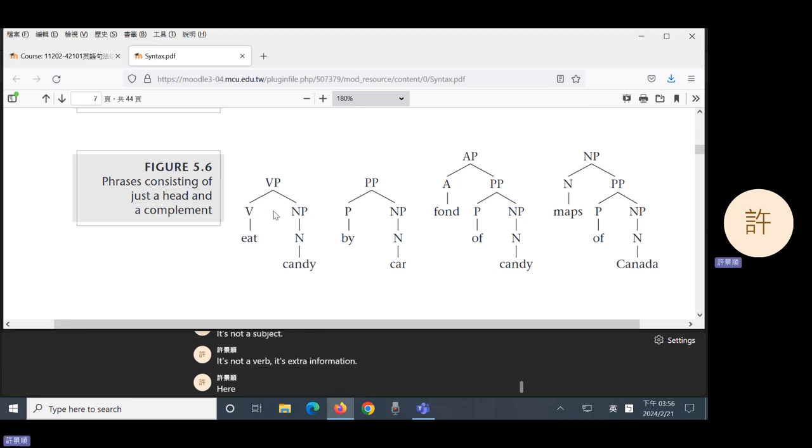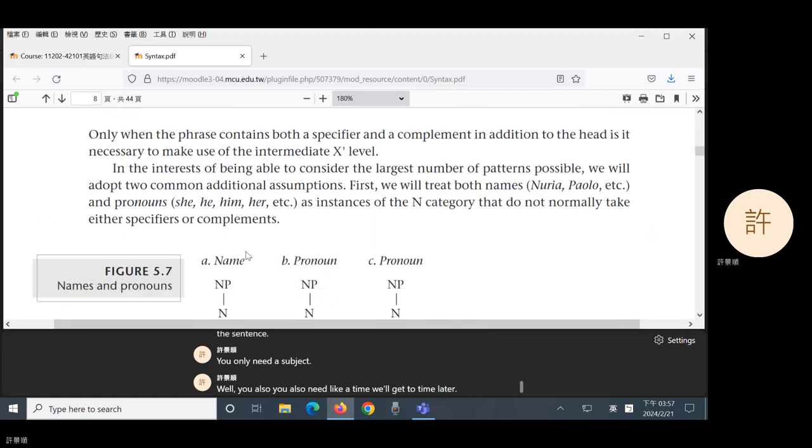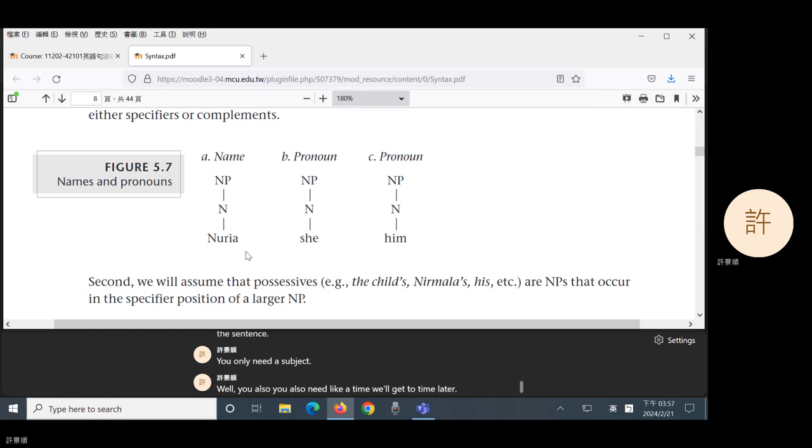Here, in this verb phrase, the head is a verb, eat. The complement gives you the extra, more information. What are you eating? Candy, a noun. When you put this in a sentence, this whole part is the second half of the sentence. You only need a subject. Well, you also need a time. We'll get to time later. Right, that's pretty self-explanatory.